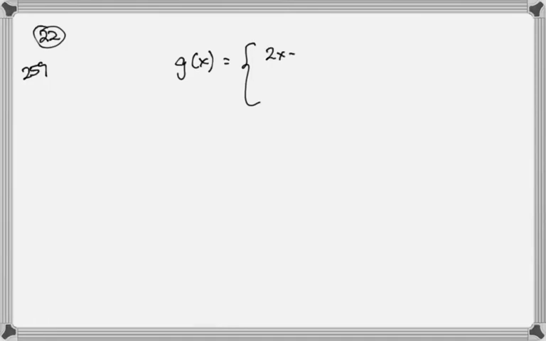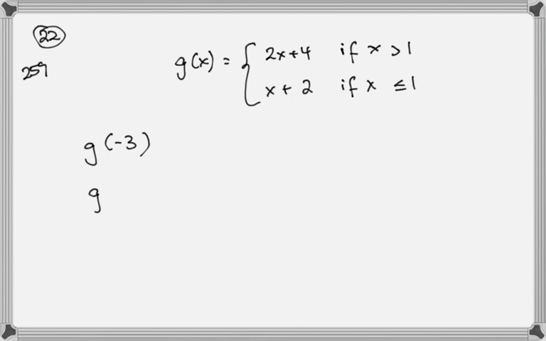That is 2x plus 4 if x is greater than 1, and that is x plus 2 if x is less than or equal to 1. And you do not have to graph this one. You just have to find g of -3, g of 1, and g of 3.